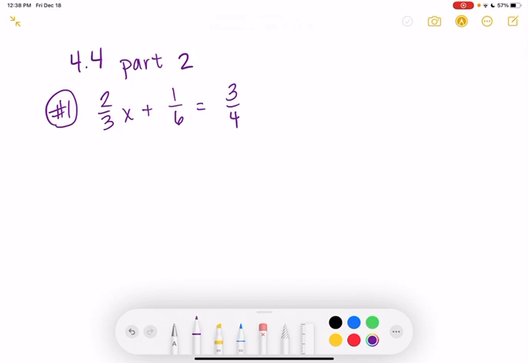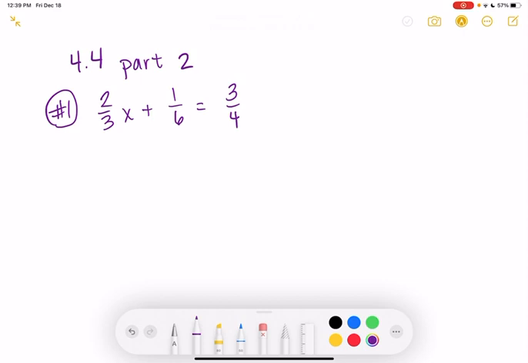So the first one, I have 2/3 x plus 1/6 equals 3/4. The first thing that we want to do is find out what the least common multiple is for those denominators. Okay, so we're finding our lowest common denominator. And once we find it, we're going to multiply every single part of our equation by that number to wipe out our fractions.